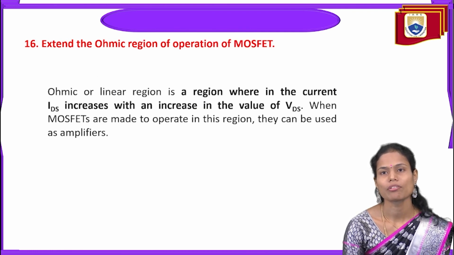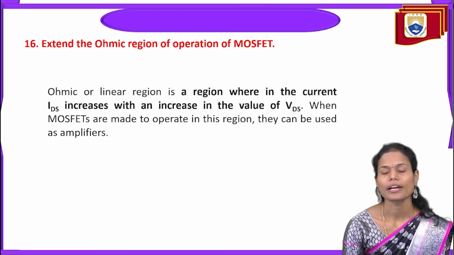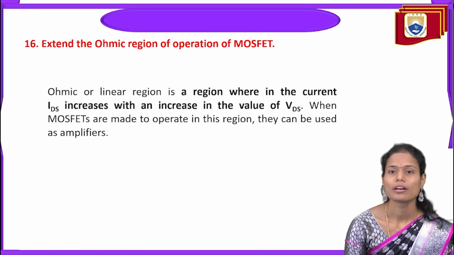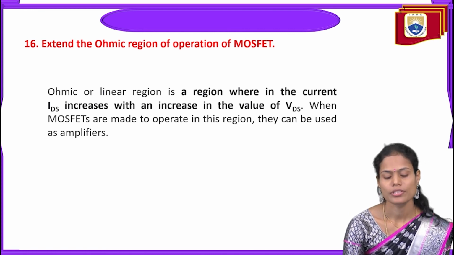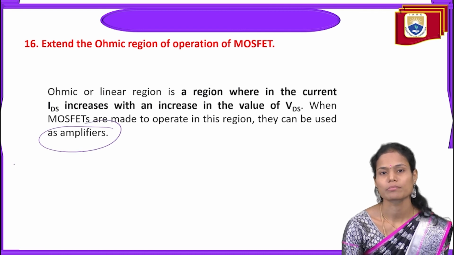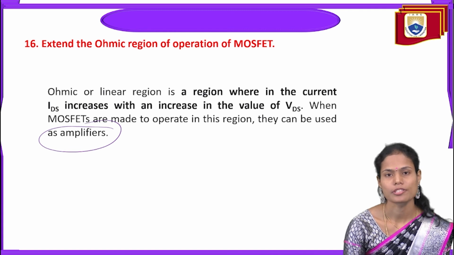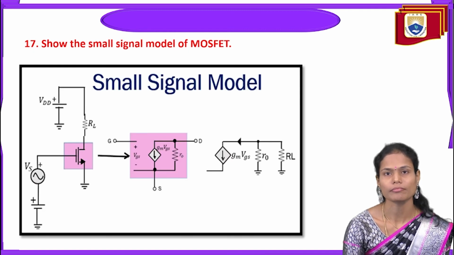Extend the ohmic region of operation of MOSFET. So here ohmic or linear region is a region where the current IDS increases with increasing the value of drain to source voltage here. So when the MOSFETs are designed to operate in this region, they can be used for the amplification purpose. So we need to explain few points related how the MOSFET acts like an amplifier in this particular region.